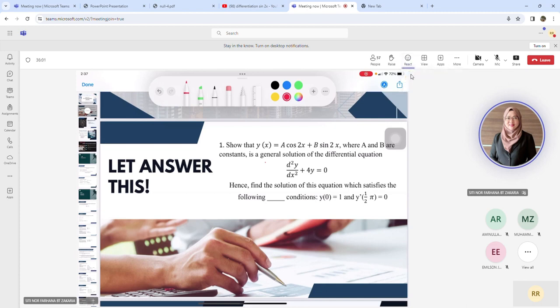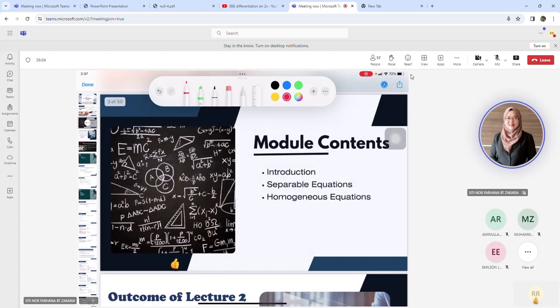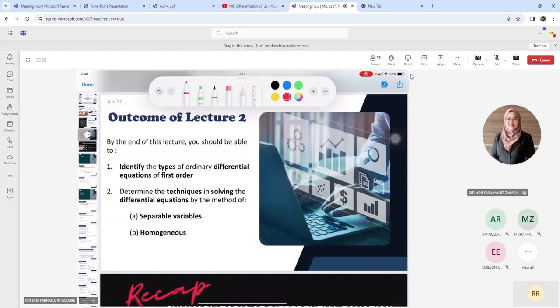Okay. So we move to today's content. Today you will learn about the separable equation and the homogeneous equation. Actually there are 4 methods to solve a first order differential equation, and today you only learn about separable and homogeneous. By the end of this lecture, you should be able to identify the types of ordinary differential equation of first order, and determine the techniques in solving differential equations by the methods of separable variables and also homogeneous.